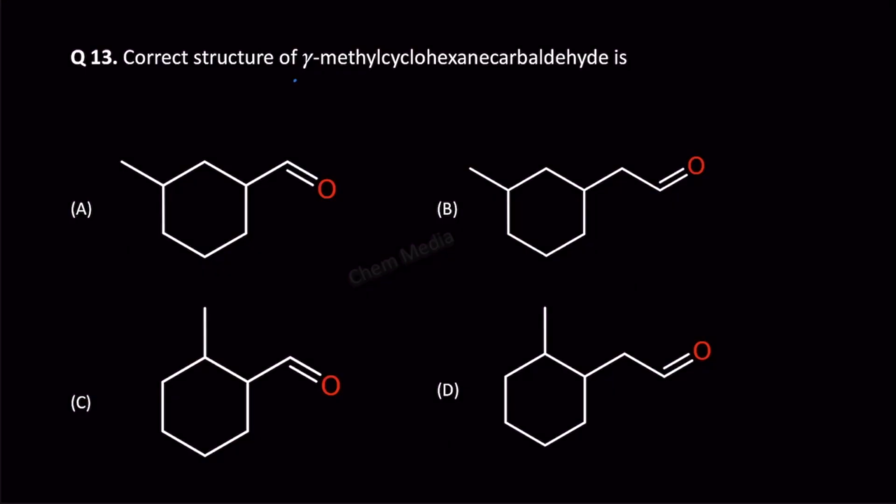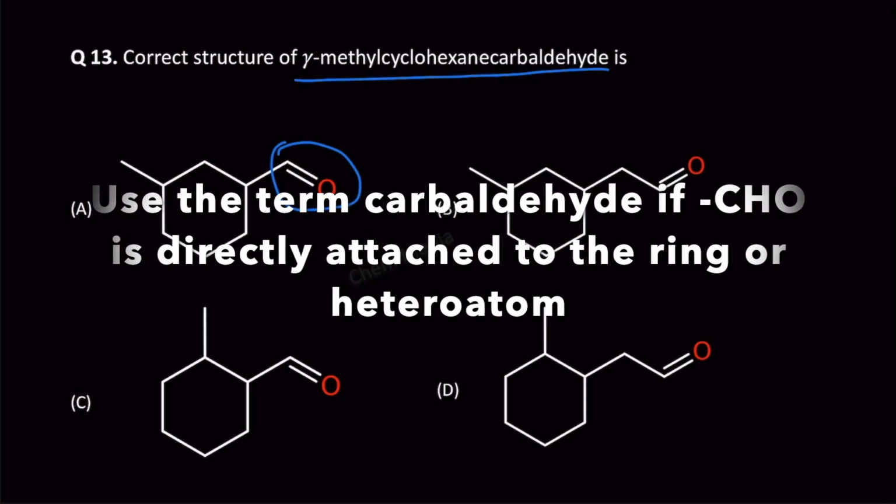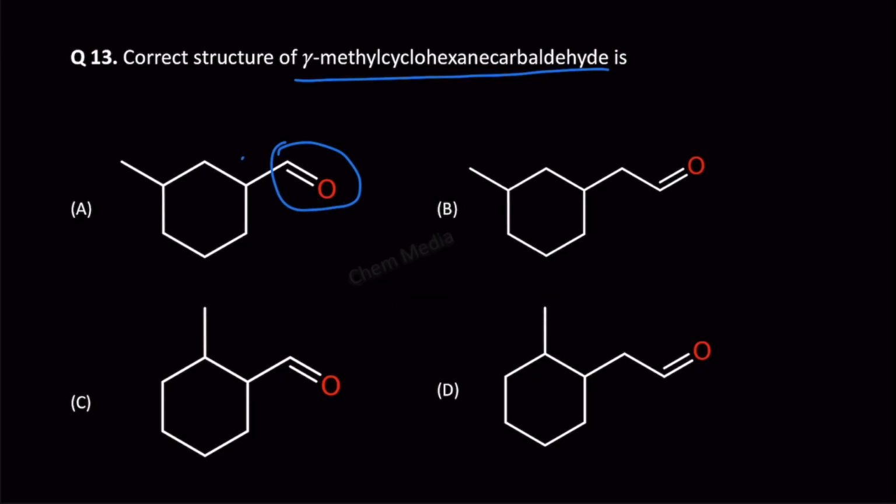What is the correct structure of gamma methyl cyclohexane carbaldehyde? We have the carbaldehyde functional group here. The position that is directly attached to the carbonyl carbon is called alpha, and then this is beta, and then this is gamma. So therefore option A should be correct, that is gamma methyl cyclohexane carbaldehyde. This one is alpha, beta, this is beta methyl cyclohexane carbaldehyde. We cannot name these ones as carbaldehyde because there is a CH2 group here.